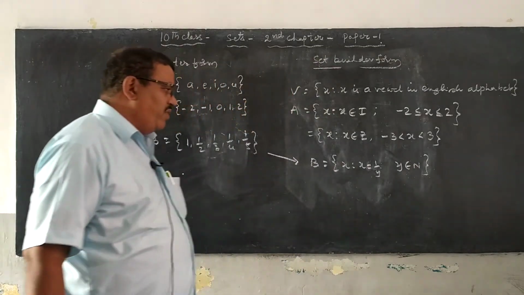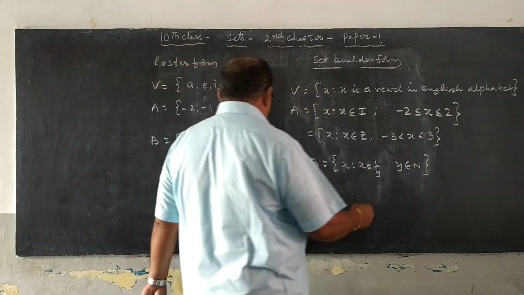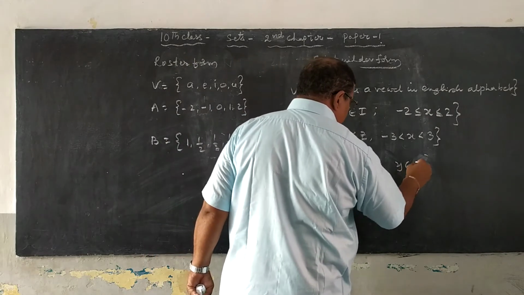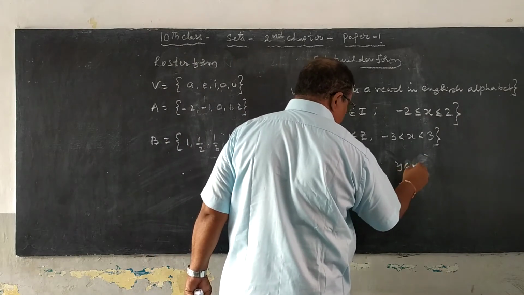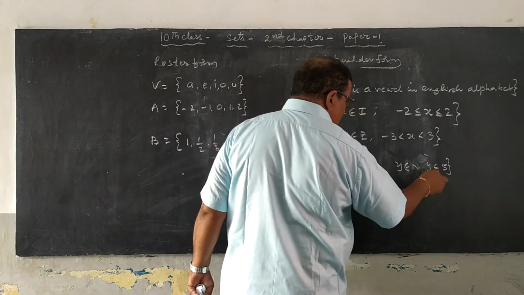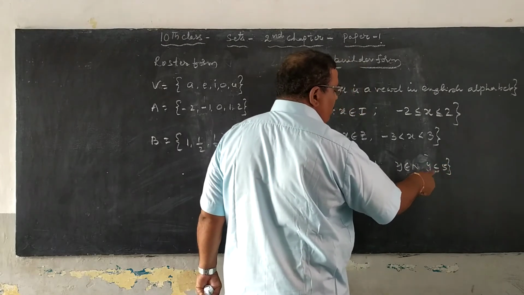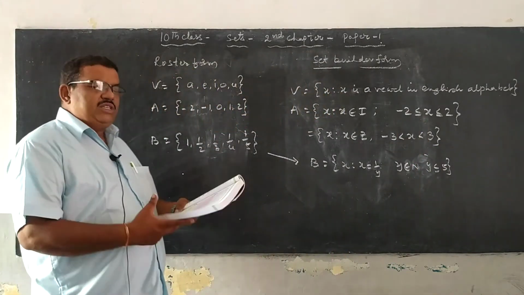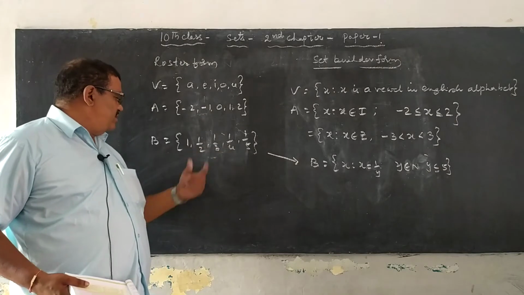X equal to 1/Y and Y less than how much? 6. Y belongs to N, Y less than or equal to 5, or Y less than 6. This is the set builder form of the set.